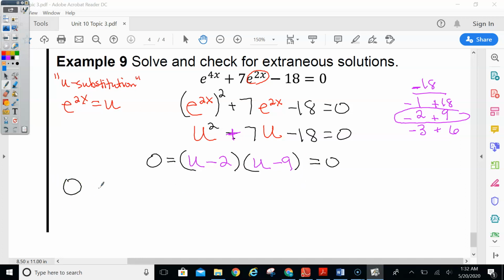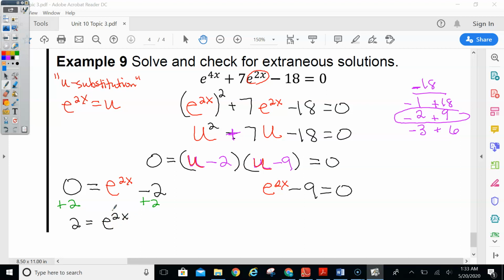But I can go ahead and put u back in as e to the 2x minus 2 for this side. And then for this side, for u, I'm going to do e to the 2x minus 9 equals 0. So now I can solve for x. So I add 2, 2 equals e to the 2x.